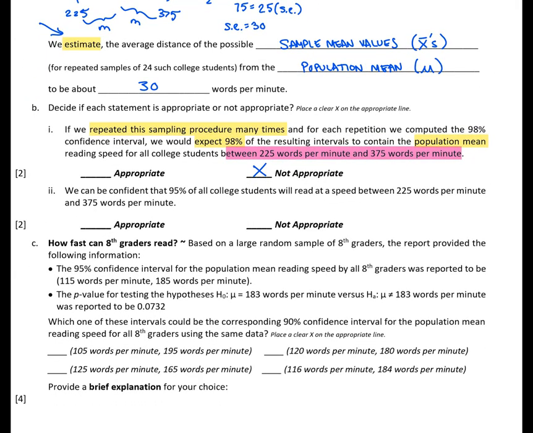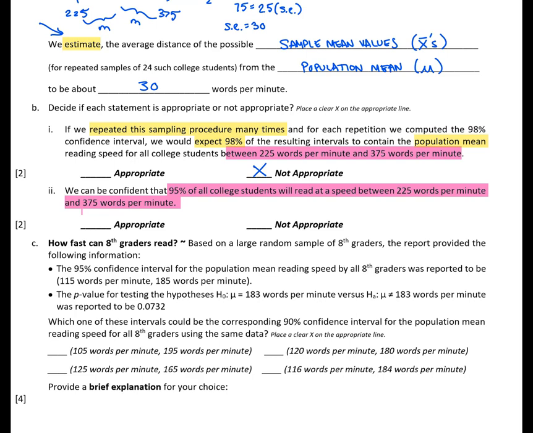For the second statement, it says we can be confident that 95% of all college students will read at a speed between 225 words per minute and 375 words per minute. So it says 95% of all students will read between these two values. Here again, we have to remember what interpretation they're going for. Here it's a confidence interval.